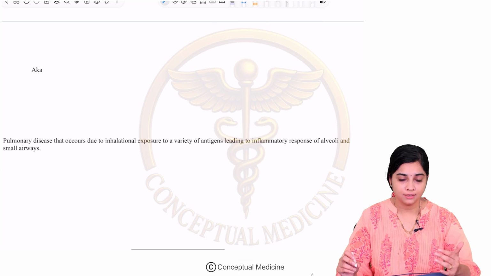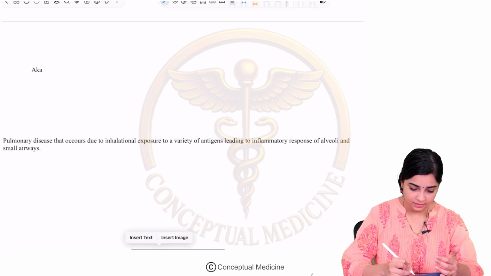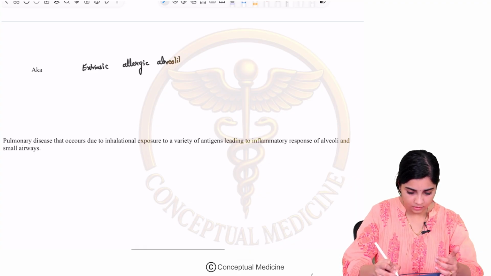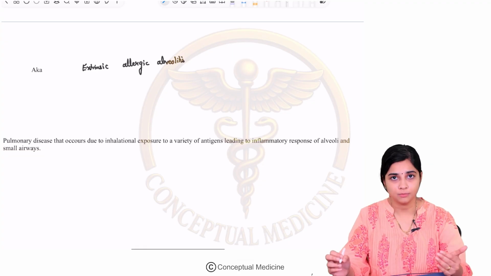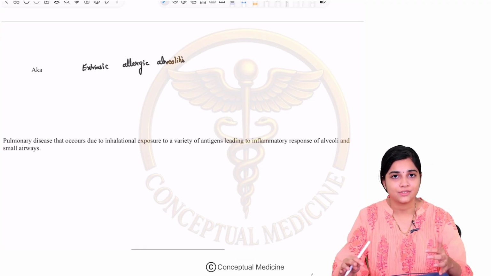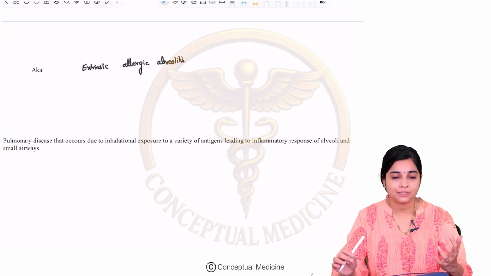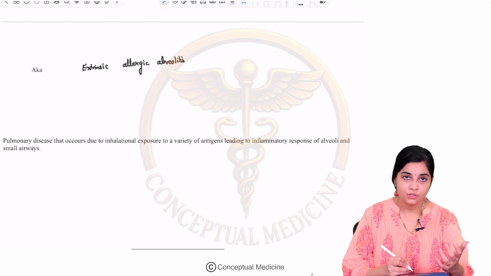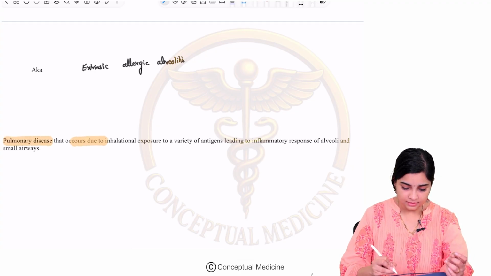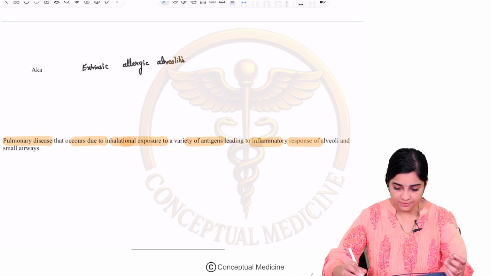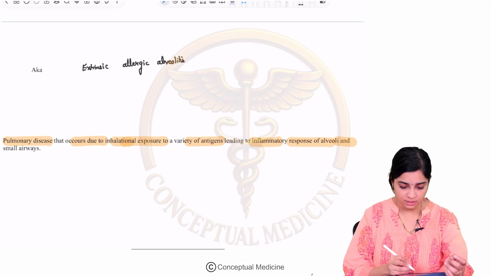So hypersensitivity pneumonitis is also known as extrinsic allergic alveolitis. Okay. So hypersensitivity pneumonitis is also known as extrinsic allergic alveolitis. As the name suggests, what is the pathophysiology behind HSP? So this is a pulmonary disease that occurs due to inhalational exposure to a variety of antigens, resulting in inflammatory response in the alveoli and small airways.